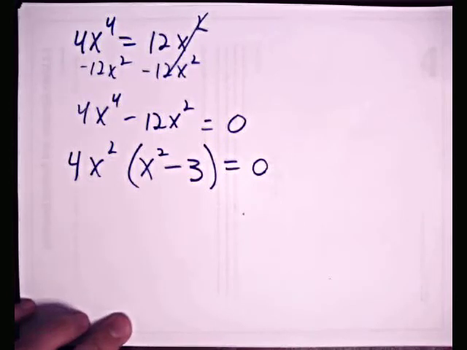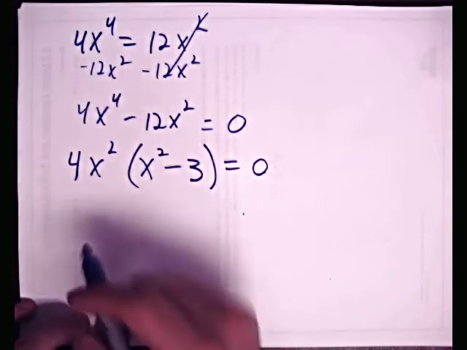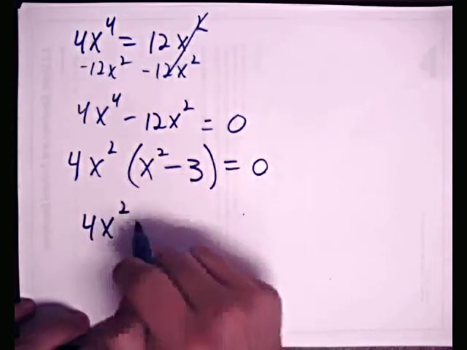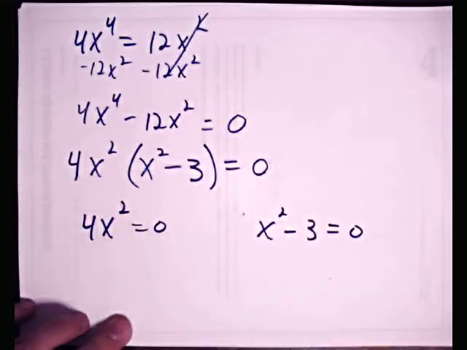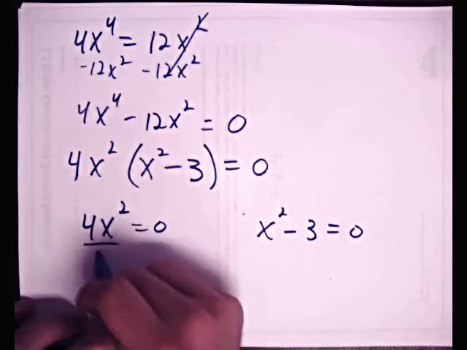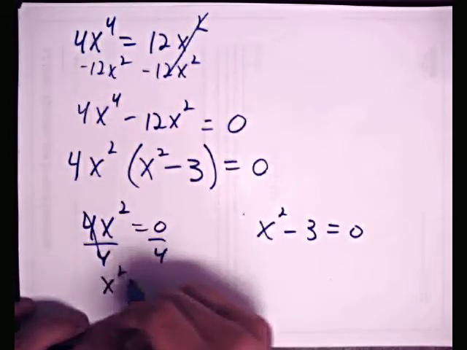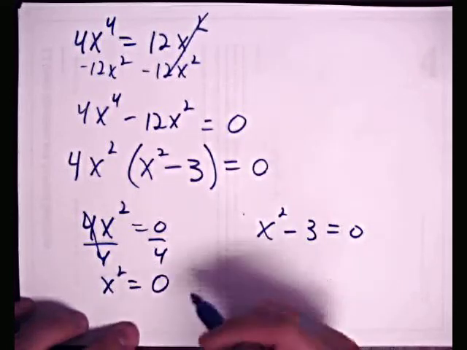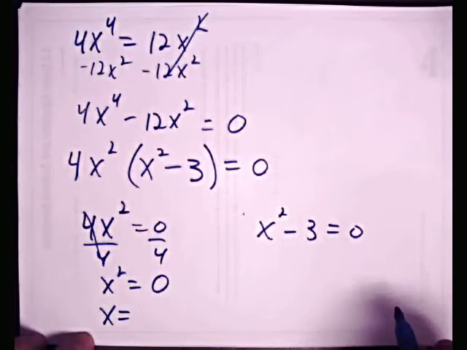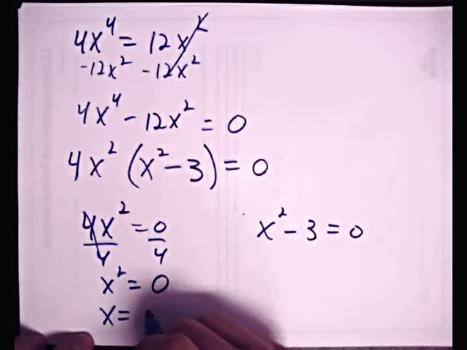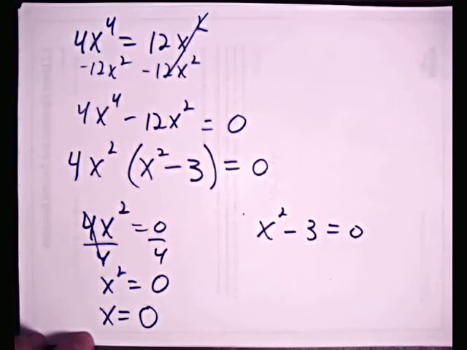Now that you have factored, you can apply the zero product property, just like in our quadratic section. So we would say 4x squared equals 0, and x squared minus 3 equals 0, and we're going to solve both of those. They're both set up as quadratics with no x term, so we can use the square root property on both of these. If we divide 4x squared equals 0 by 4, we get x squared equals 0. And x would equal plus and minus the square root of 0. Well, the square root of 0 is 0, and positive 0 and negative 0 is the same thing.